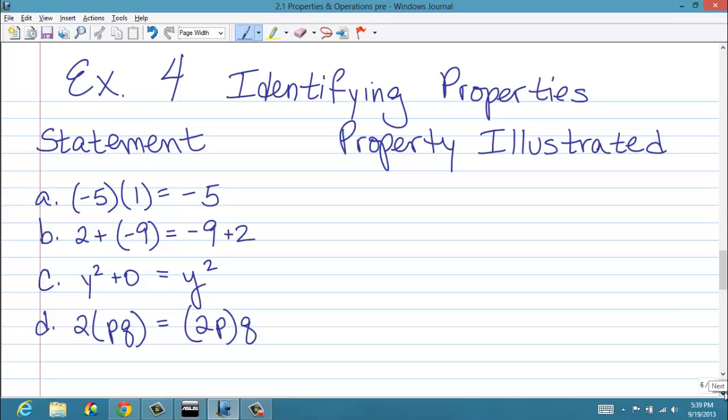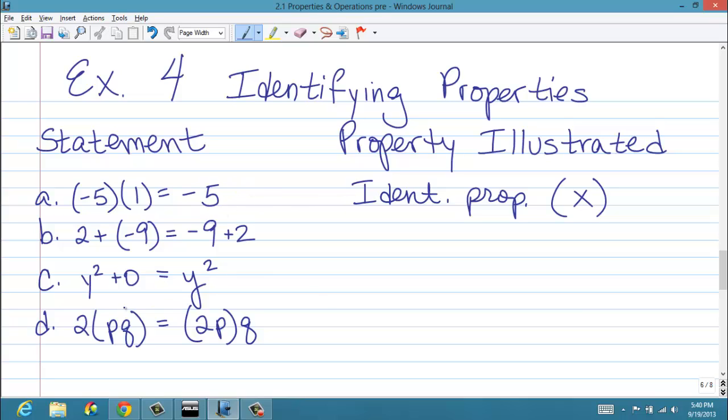The whole point here, you have to learn how to identify properties. Okay, so various statements are given. We need to see what property is being illustrated. For the first one, negative 5 times 1 equals negative 5. What property is this? This would be the identity property of multiplication. And I'm going to abbreviate the identity property of multiplication. Alright, because we got the original number.